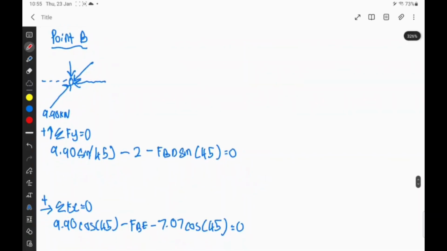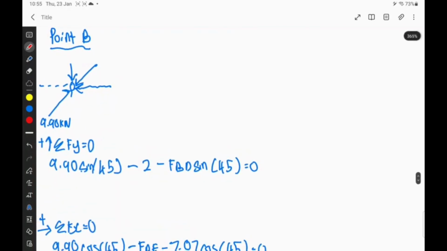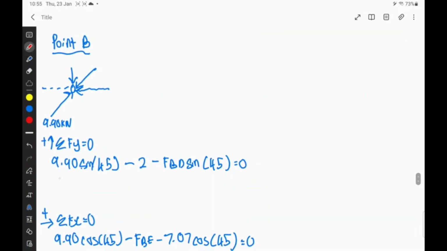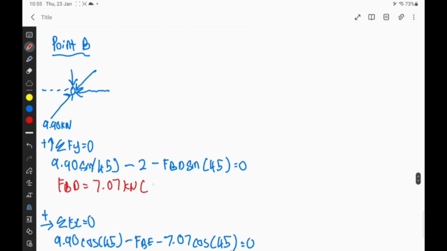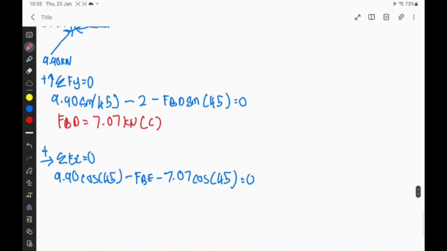This is the equation for point B. So FBD we got 7.07 kilonewton, which is compression. FBE is 2.0 kilonewton compressed.